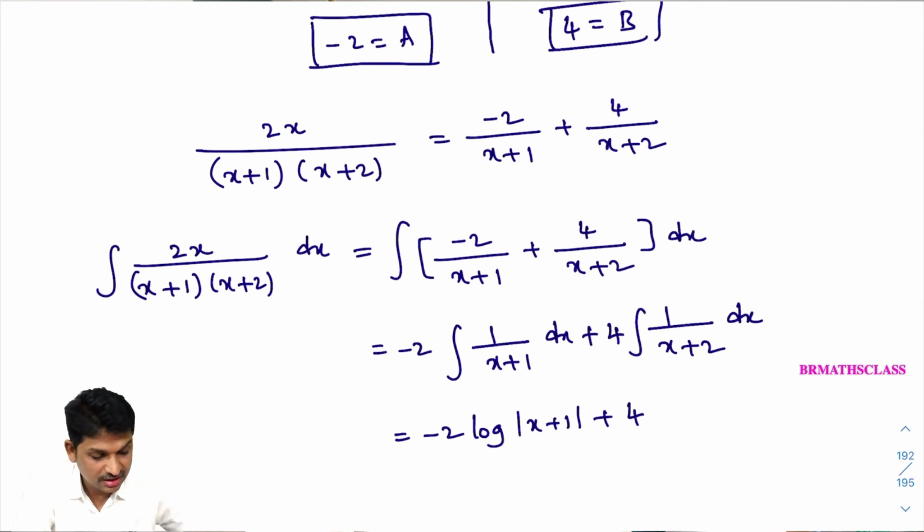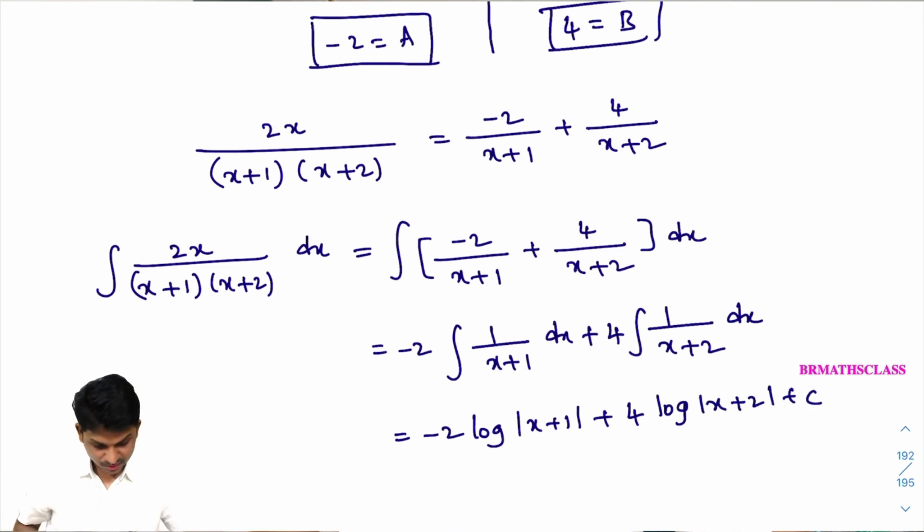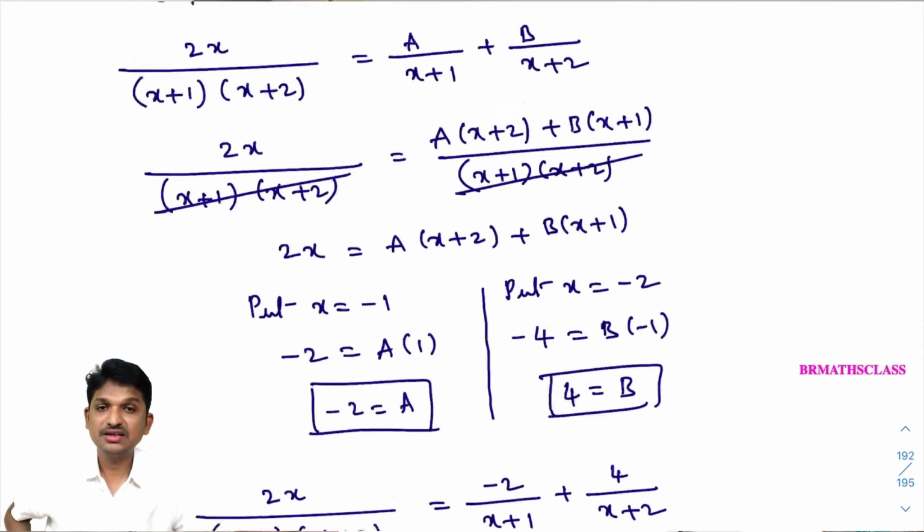look here. What is the derivative of x plus 2? Derivative of x plus 2 is 1. Numerator is the derivative of denominator, so you can write its answer directly. What is its answer? Log mod x plus 2 plus c. Let me check the answer once. 4 log minus 2 log 1. Yes, we got the textbook answer.